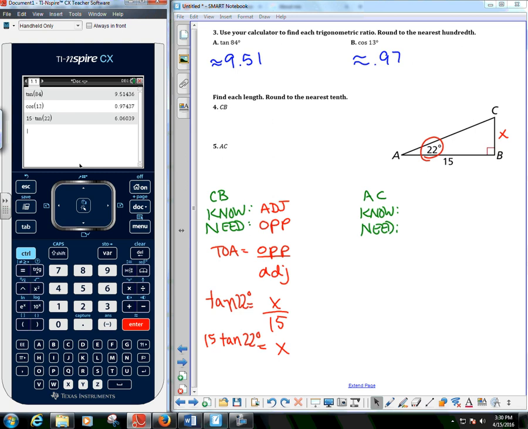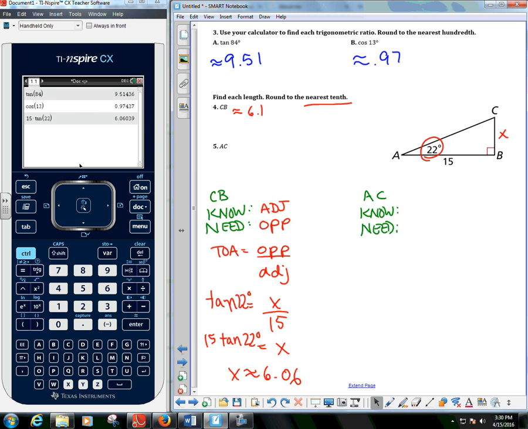My answer is 6.06. So x is approximately 6.06. Oh, this one says round to the nearest tenth. So I need to adjust that. So I'm going to say that CB is approximately 6.1.